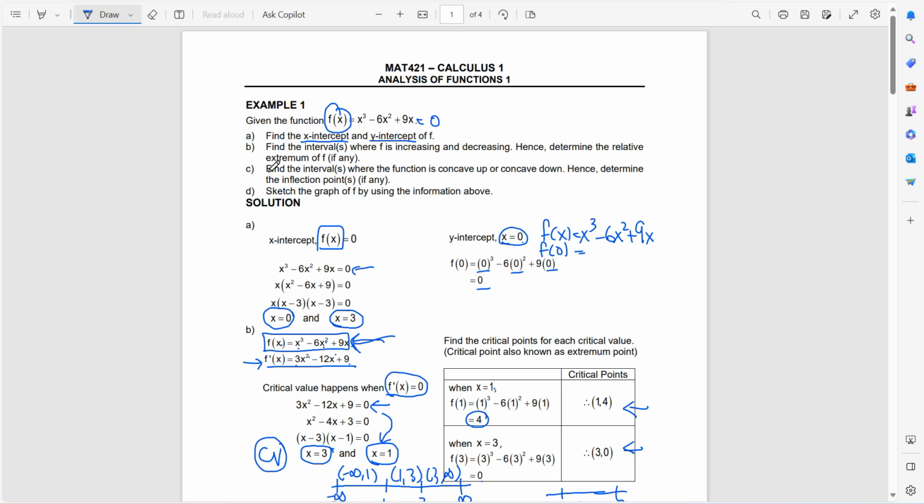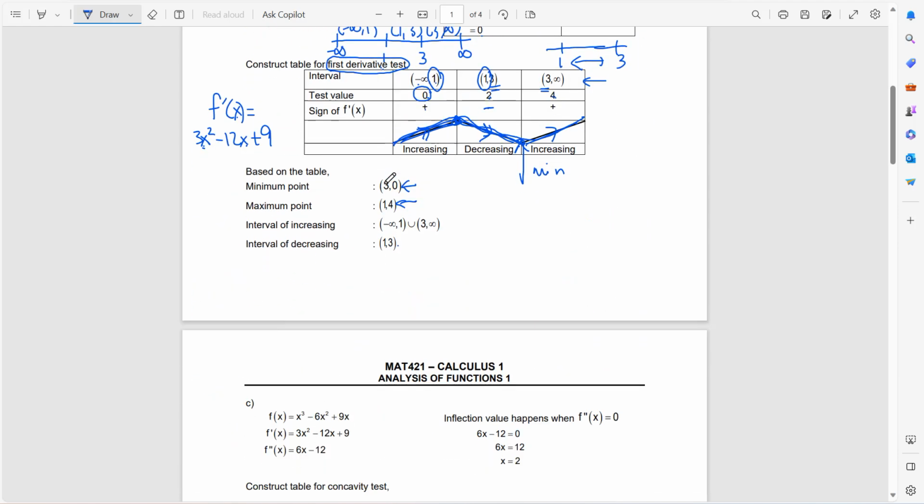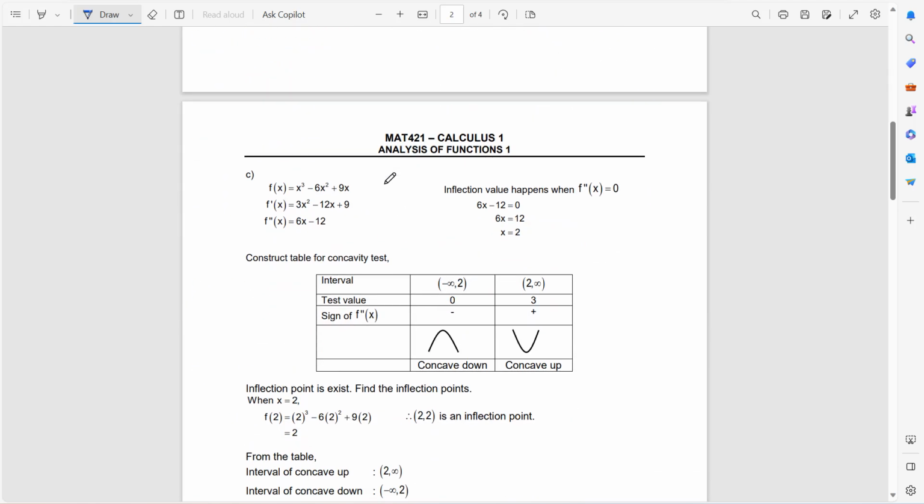So question C asks us to find the interval where the function is concave up or concave down, and determine the inflection point if any. So in order to do the concavity test, we need to differentiate again. This is the normal function. Then we differentiate 3x squared.